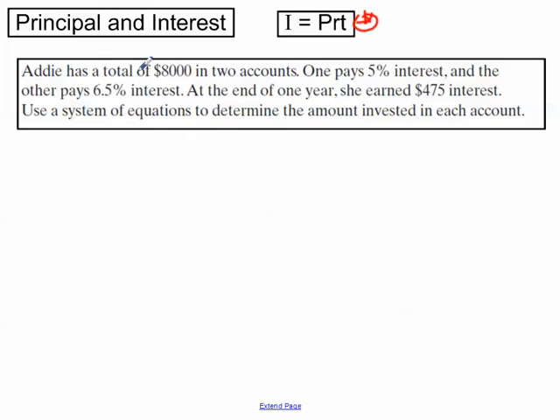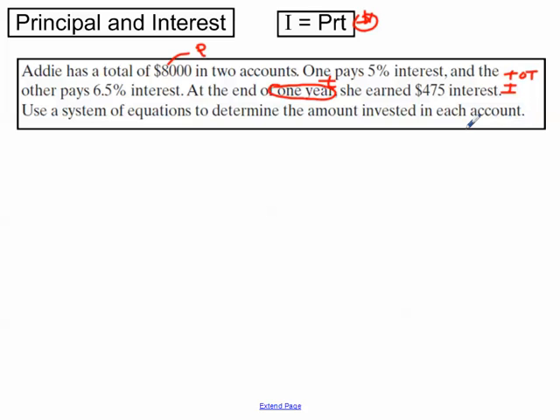So here's our question. Addie has a total of $8,000 in two accounts. There's our principal. One pays 5% interest. The other pays 6.5% interest at the end of 1 year. There's our T. She earned $475 in interest. So there's our total interest. Use a system of equations to determine the amount invested in each account.